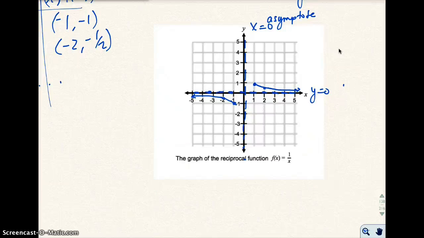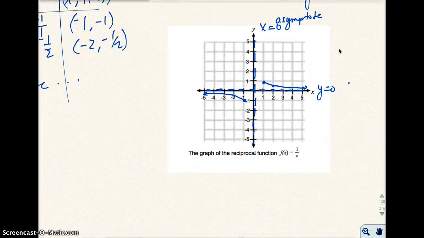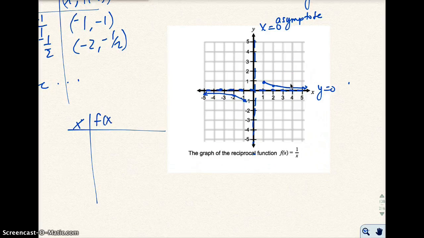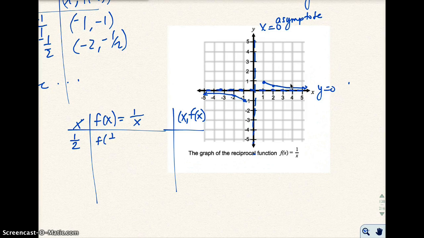What if I picked a fractional value for x? So what if x were a half? What would happen right here? So x is a half. And if I let x equal a half, f of 1/2 would equal 1 over 1/2, which would be 2. So I would get the point (1/2, 2).